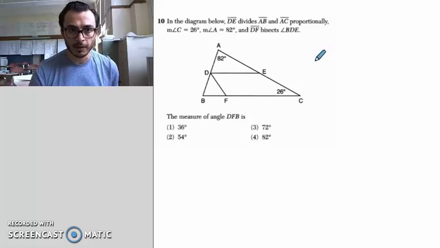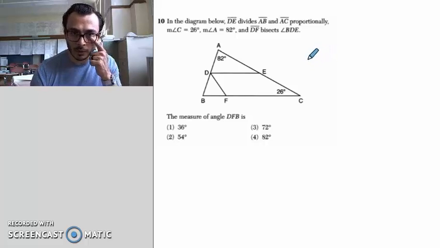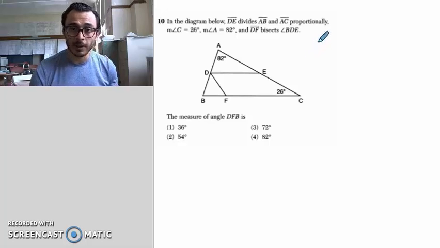Okay, number 10 says, in the diagram below, DE divides AB and AC proportionally. Angle C is 26 degrees, angle A is 82 degrees, and DF bisects angle BDE. The measure of angle DFB is... there's a lot of stuff going on here.